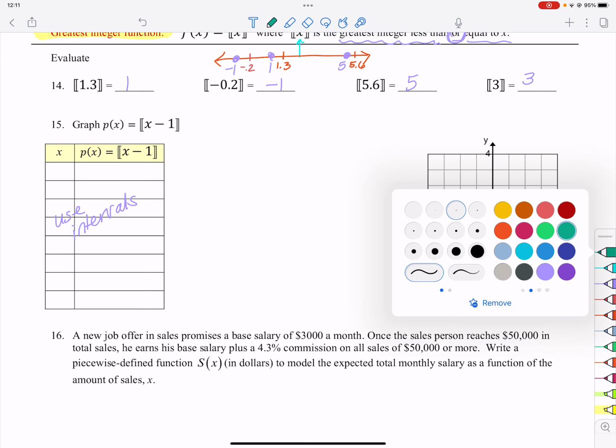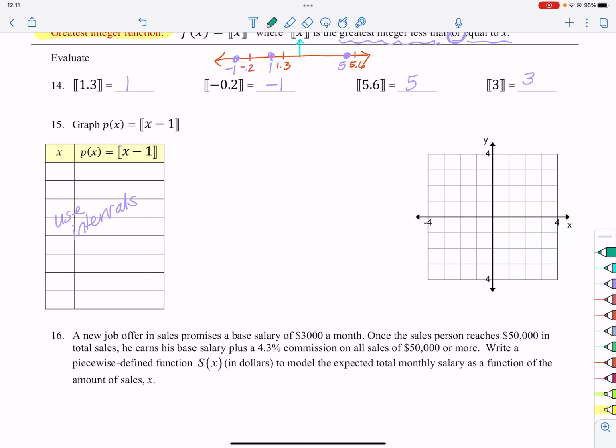And I'll write these over here. If x is between -1 and 0, then the greatest integer of x minus 1 has to be equal to negative 2. Okay? And we could do some test values. I might be able to do some test values over here.